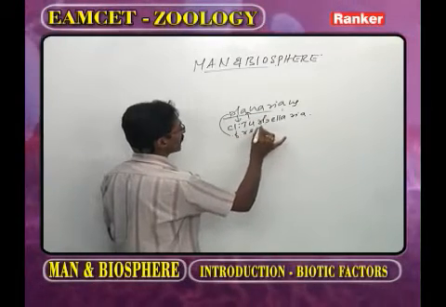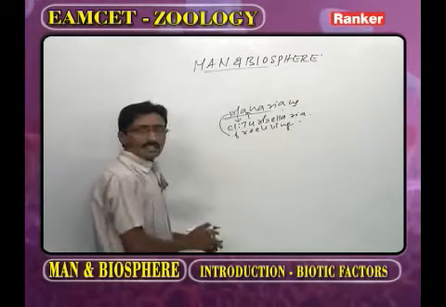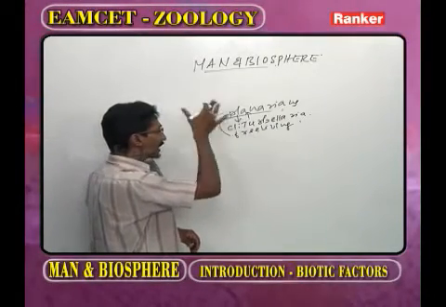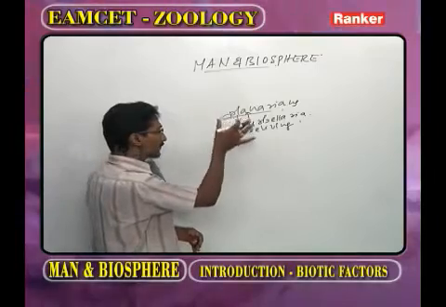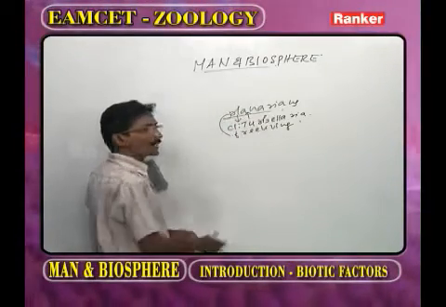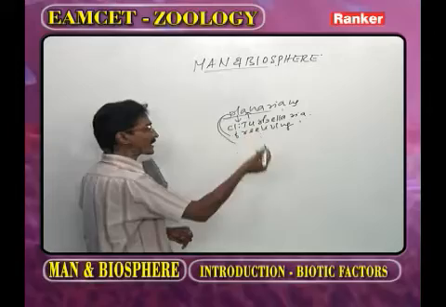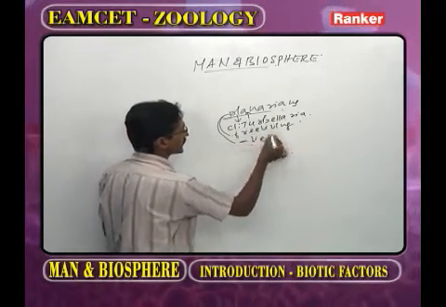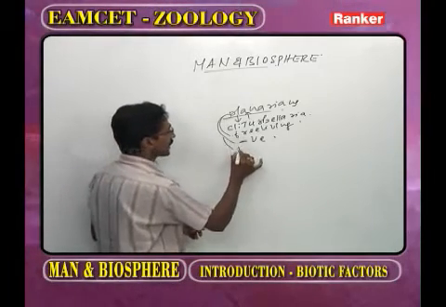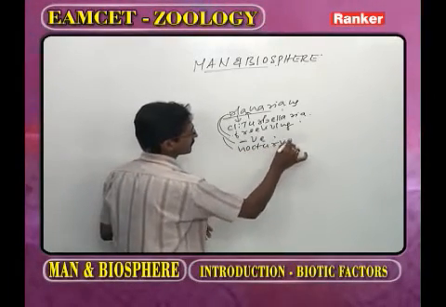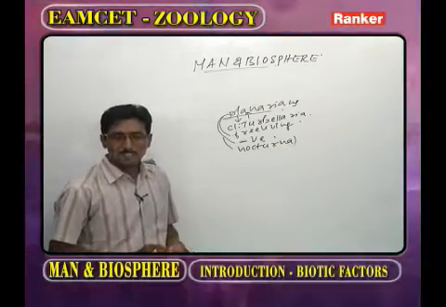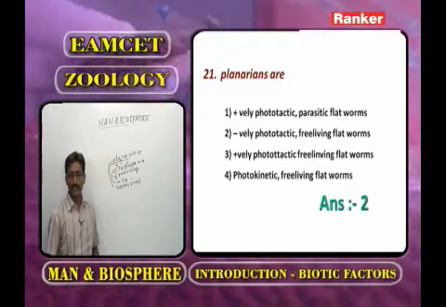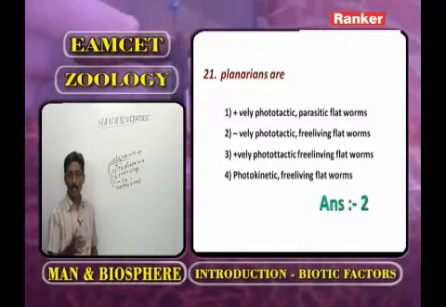Now as we observe the planarians, the majority, no doubt, are free living. In the class Turbellaria, the majority are free living. Such free living turbellarians are technically called planarians. They show a negative response to strong intensity of light. That is negative phototaxis. They are called nocturnal. Now based on this information, planarians are the second option, negatively phototactic and free living flatworms. Now we go for the next question.